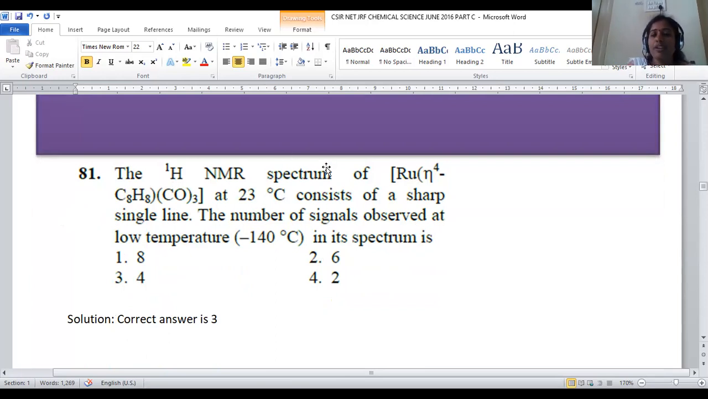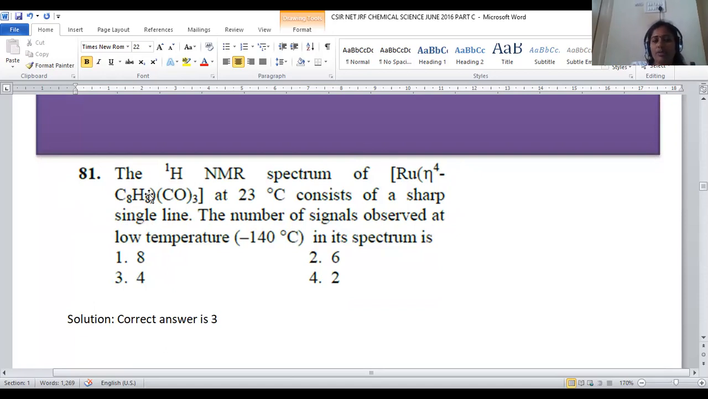It is a question on the proton NMR spectrum of an inorganic complex. A ruthenium complex is provided to us, and here the polydentate ligand is cyclooctatetraene. Even here we have an eight electron system, all in conjugation. Only 4 electrons are contributed towards the coordinate covalent bond with the ruthenium. At 23 degrees centigrade, it is able to give only a single line because all the bonds are identical, and there is a delocalization of pi electrons.